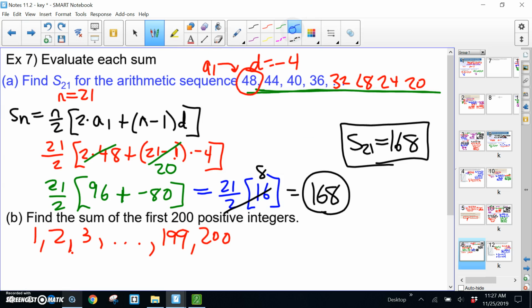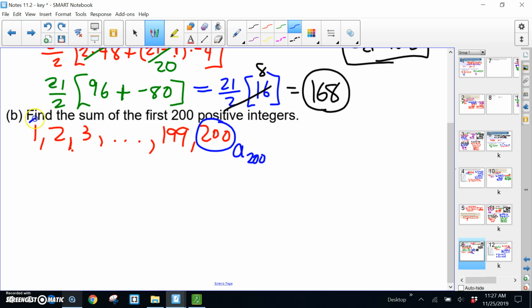So I do know the last term. You can see the last term, A200, is 200, and A1 is 1. And they're telling me the first 200 terms, so I can see that n equals 200. I'm going to use that first formula.